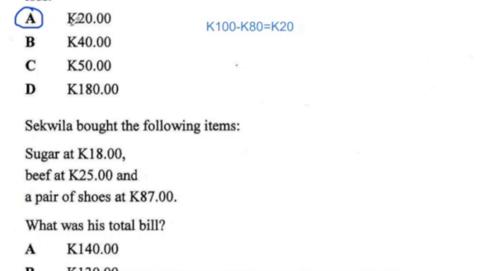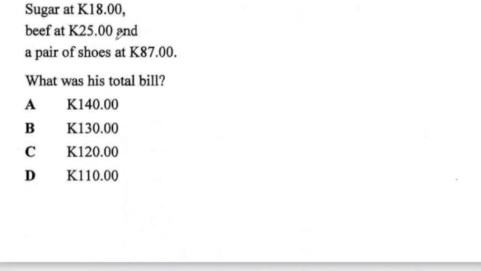Okay, let's go to the next question, which is question 10. Sequila bought the following items: sugar at 18 kwacha, beef at 25 kwacha, and a pair of shoes at 87 kwacha. Where did you buy a pair of shoes at 87 kwacha, Sequila? I would love to know so that I can also go and buy. Seems they are cheap. So we're saying what was his total bill.